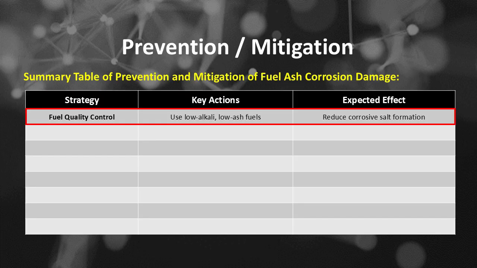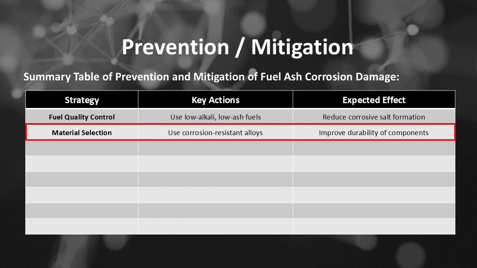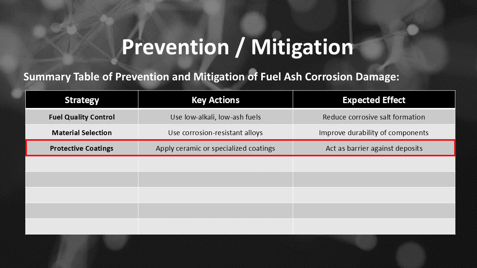Summary table of prevention and mitigation of fuel ash corrosion damage. If the strategy taken is fuel quality control, its key action is to use low alkali, low ash fuels. The expected effect is to reduce corrosive salt formation. If the strategy taken is material selection, its key action is to use corrosion-resistant alloys. The expected effect is to improve durability of components. If the strategy taken is protective coatings, its key action is to apply ceramic or specialized coatings. The expected effect is to act as a barrier against deposits.